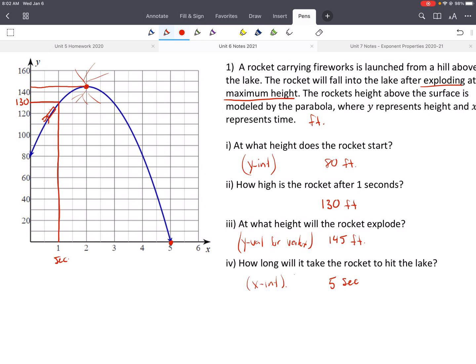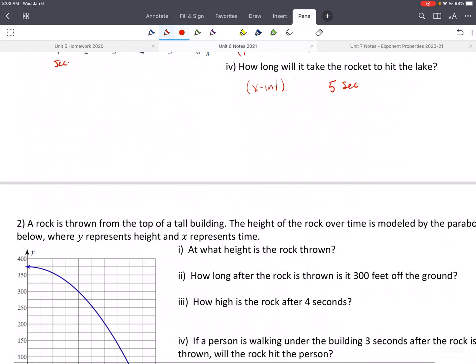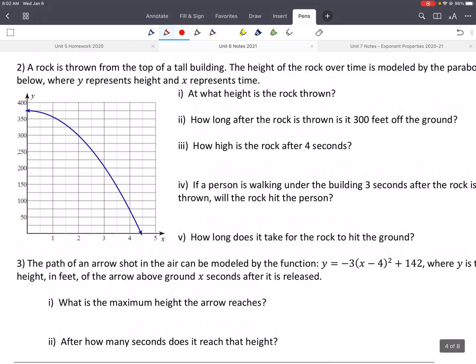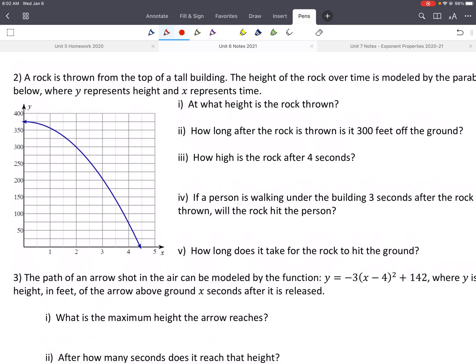It'll probably make more sense when we actually have to plug in the equation and find those key features, because that's what we did last time. All right, give this one a try. Pause, and see if you can do number 2 all by yourself, and then we'll see where we're at.